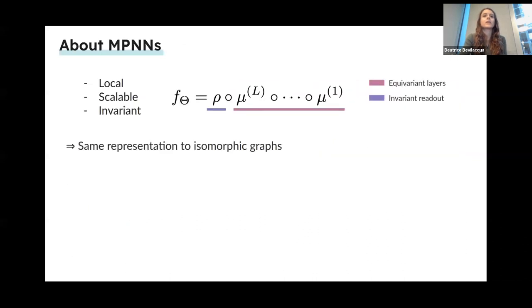However, when using message passing neural networks, we are going to have some problems. Message passing neural networks are in general advantageous, as they are local, which means that they take into account the existing connectivity when propagating messages. They're also scalable. And finally, they're invariant to permutation of the node IDs, which means that they intrinsically satisfy one of our desiderata, as they give the same representation to isomorphic graphs.